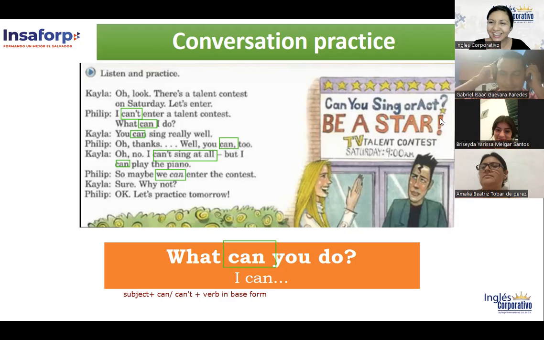But are your signs American or Salvadorian? Oh, okay. Just to learn Salvadorian. Salvadorian sign language. Yes. Very good. I'm glad to know that, Gabriel. Okay. So you can communicate with deaf people. Yes. Very good.